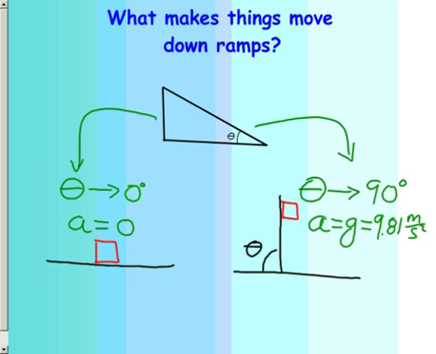So you guys, these are our two cases. The biggest our acceleration is going to be is 9.81, and the smallest it's going to be is 0. When we have a ramp, any theta in between there is going to give us an acceleration in between 0 and 9.81. All right, not too hard, but I just wanted you to see that. The biggest we're going to get for acceleration is 9.81. The smallest is going to be 0. All righty, let's move on.